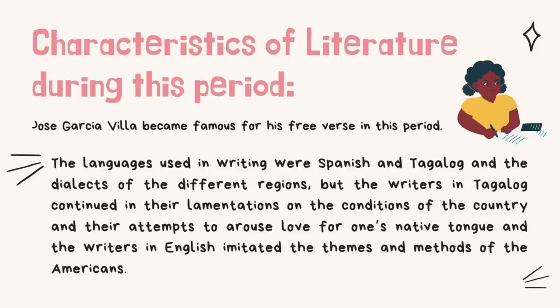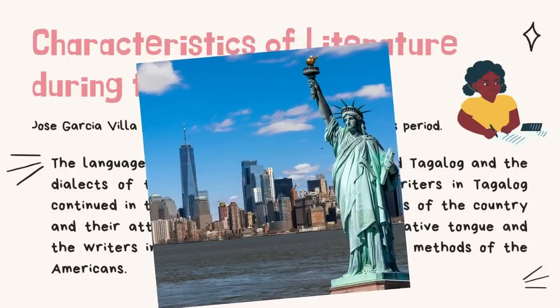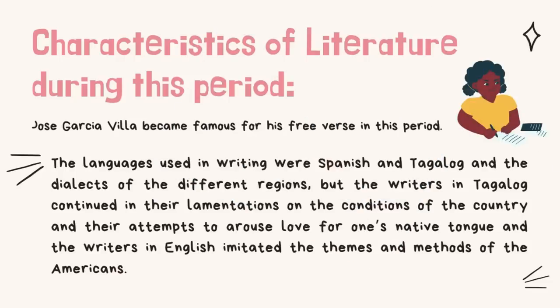Though we were civilized and educated in the era of the American regime, still Filipinos and some of our writers still write in the languages of Spanish and Tagalog. However, those who can write in English imitated the themes, the styles, and the techniques of the Americans, which as of now, or until our time here, is still relevant. Also, in this era, Jose Garcia Villa became famous for his free verse.